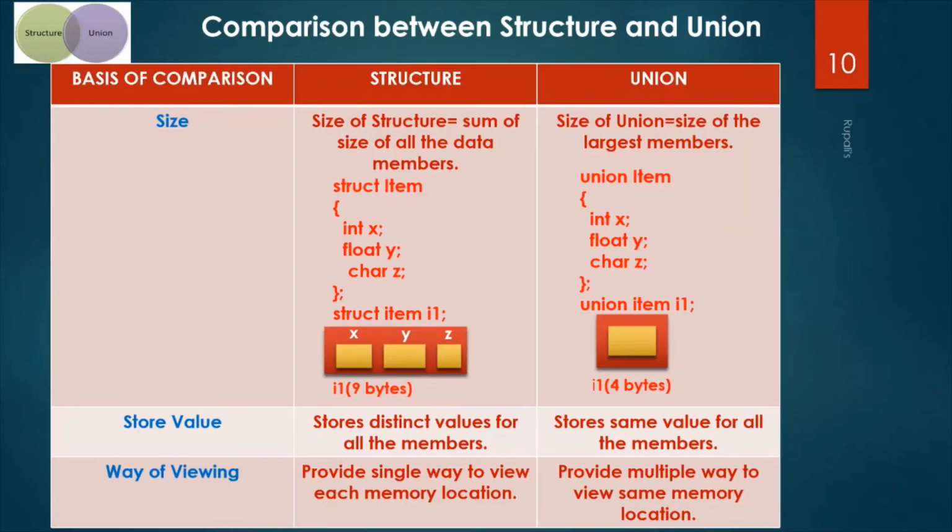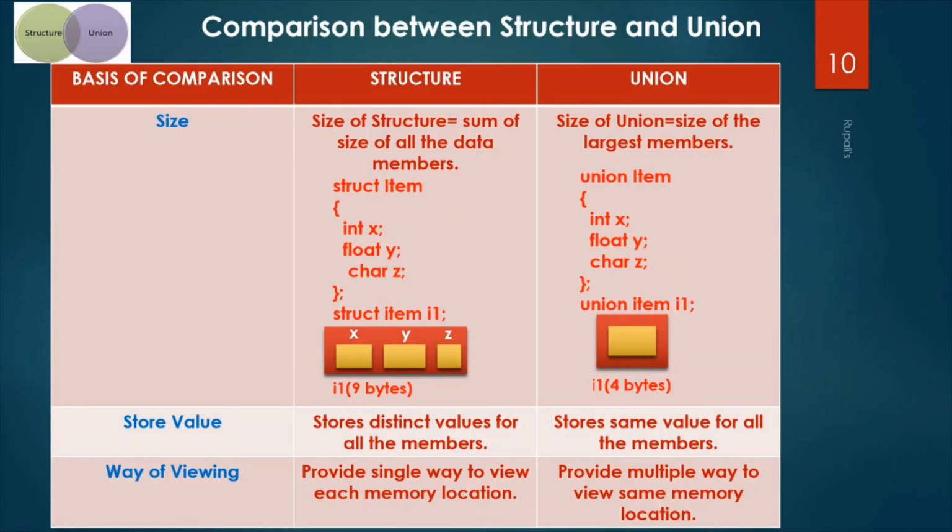Size of structure. Size of structure equals the sum of sizes of all the data members. See here, I declare one structure item and the data members are int x, float y, char z. So what is the size of i1? It is 4 plus 4 plus 1, that is 9 bytes. But in case of union, size of union equals the size of the largest member. So among all data members, the greatest size is 4 bytes, either int or float. So here i1 takes 4 bytes.